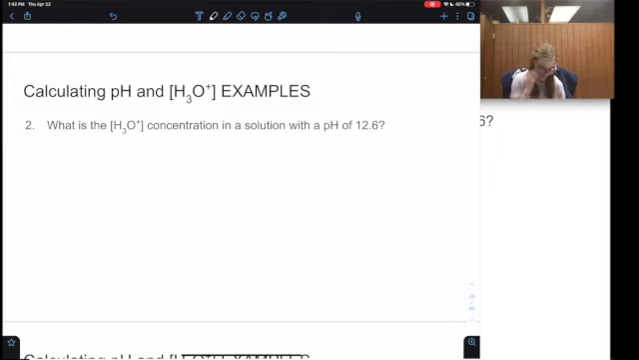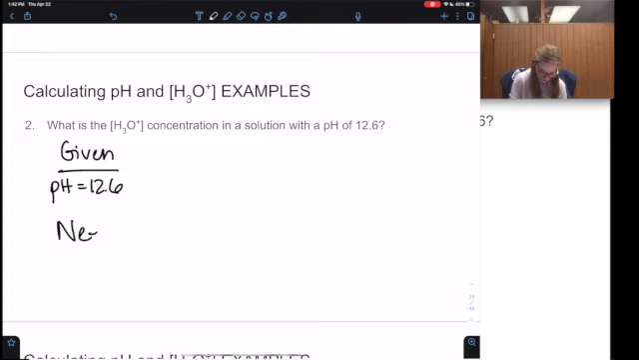So let's do another example of going between pH and the concentration of H3O+. Here it's asking, what is the concentration of H3O+ in a solution with a pH of 12.6? Before, we were given the concentration of H3O+ and we were looking for the pH. Now we're given the pH. How do we go back to that concentration of H3O+? So here I am given that pH equals 12.6, and it asks, what is the concentration of H3O+? So that means H3O+ is what I'm looking for.